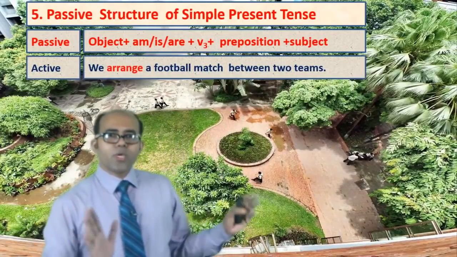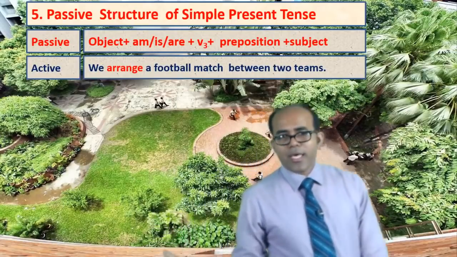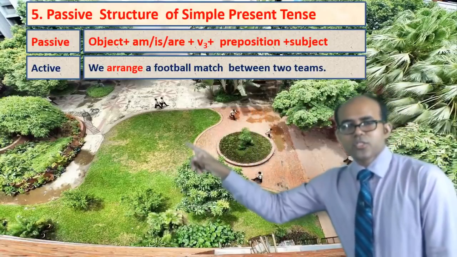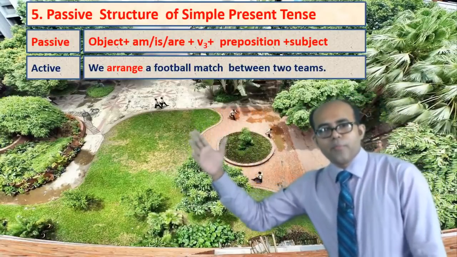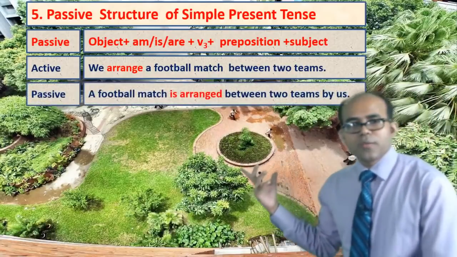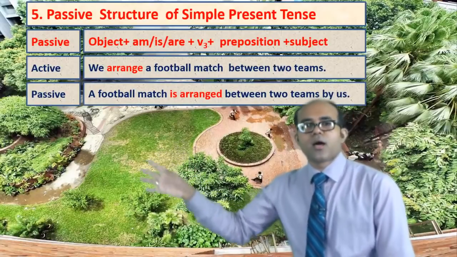See, we arrange a football match between two teams. The passive voice পড়ো কি হবে? এখানে অবজেক্ট কোনটা আছে? Two teams are arranged in a football match by us. You see the answer: A football match is arranged between two teams by us.